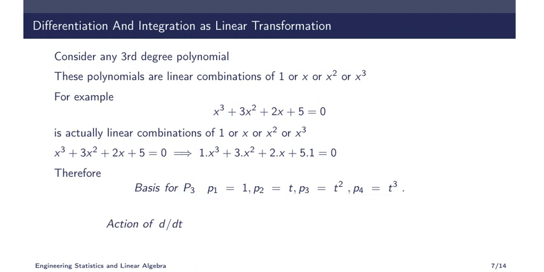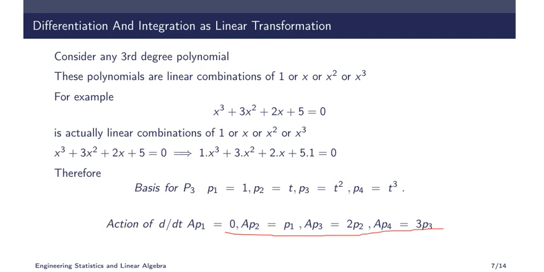Now if I take the d by dt operation, what is the d by dt of P1? If A is the operator corresponding to d by dt, then A P1. What is the derivative of 1? It will be 0. What is the derivative of P2? It will be 1, which is nothing but P1. What is the derivative of P3? That will be 2t, so I can write 2 times P2. What is the derivative of P4? That will be 3t square. t square is P3, so I can substitute that. I will get 3P3.